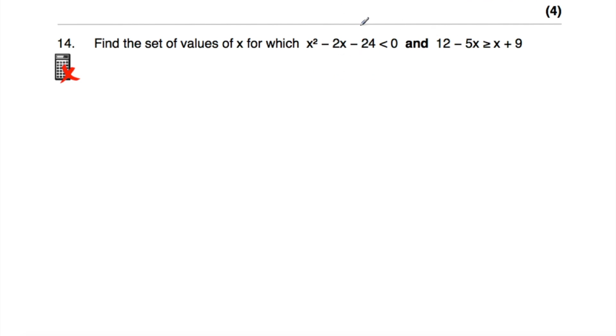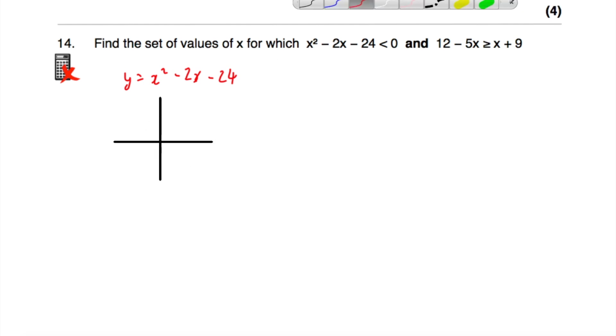Okay, so let's start off with our quadratic. With our quadratic, we've got a 0 on the right hand side, so that's quite nice. So let's draw the graph of y equals x squared minus 2x minus 24. Let's sketch that graph to begin with. Let's draw our x-axis and our y-axis, and label them x and y. To sketch this quadratic, let's find where it crosses the x-axis. So let y equal 0.